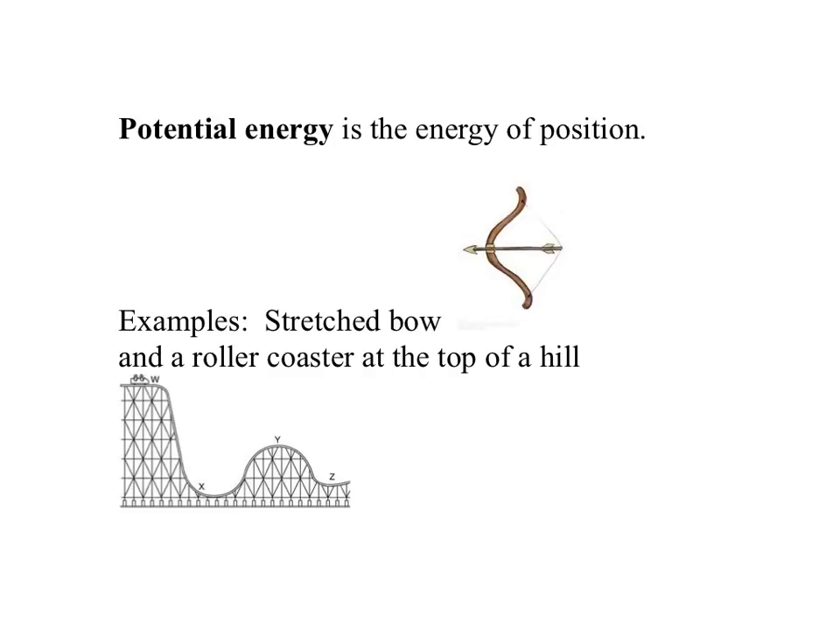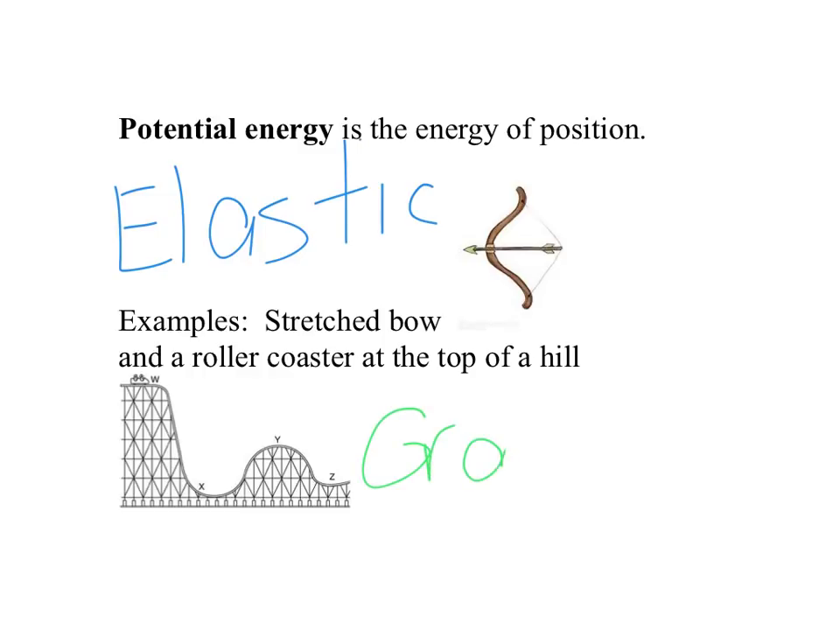So there are two types of potential energy. One is elastic potential energy, when something is stretched, like a rubber band. I know you've all shot rubber bands at people, like a spring. Those are elastic potential energy. But we also have gravitational potential energy, which, as its name suggests, is the energy of height, like a roller coaster rolling down a hill.